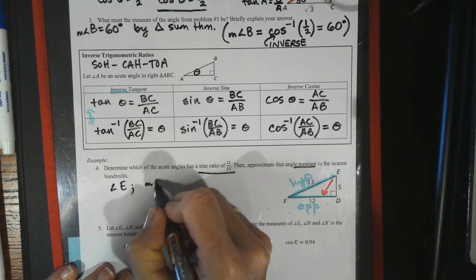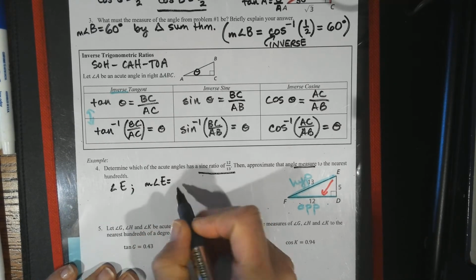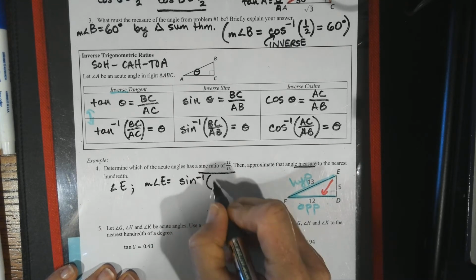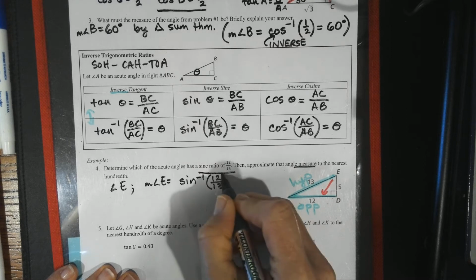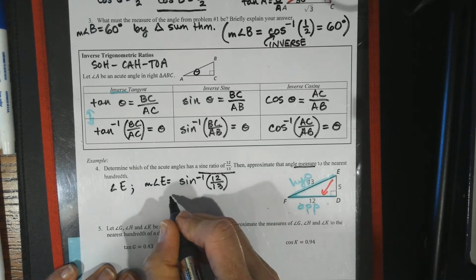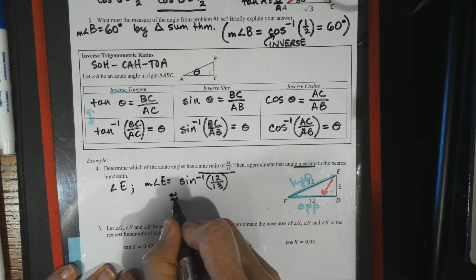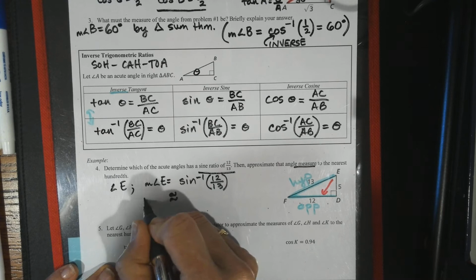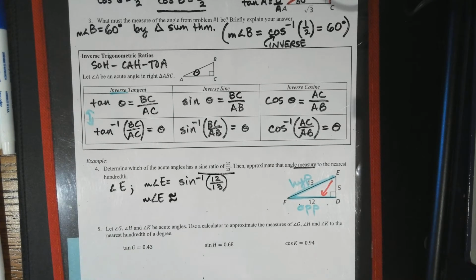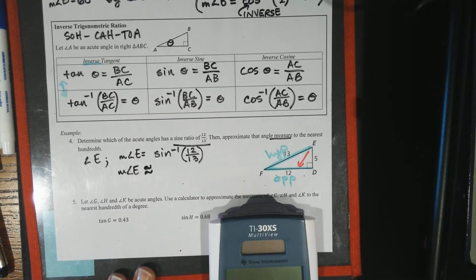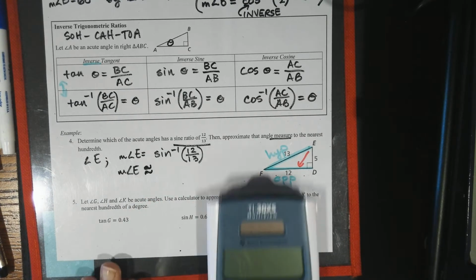You're going to write that the measure of angle E is equal to the inverse of sine of that ratio, and you're going to figure out what it is using your calculator. I'll use a squiggly equals sign because it's approximate, it's not exact. Okay, so this is where you grab your calculator. Hopefully everybody sees where that comes from.